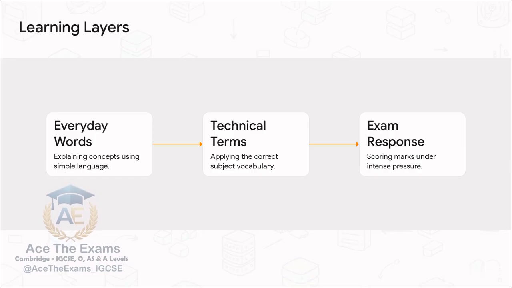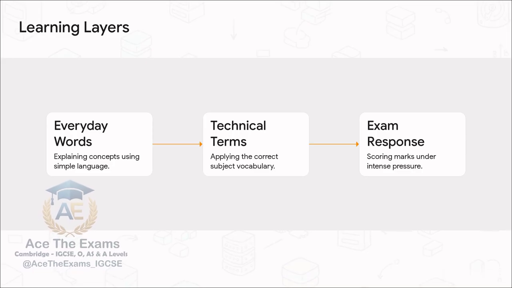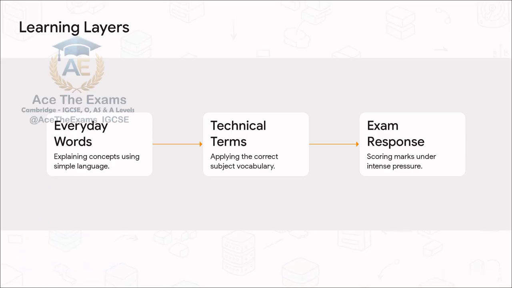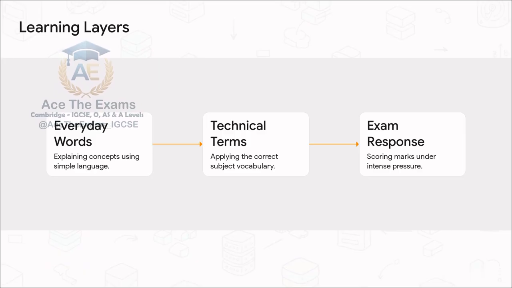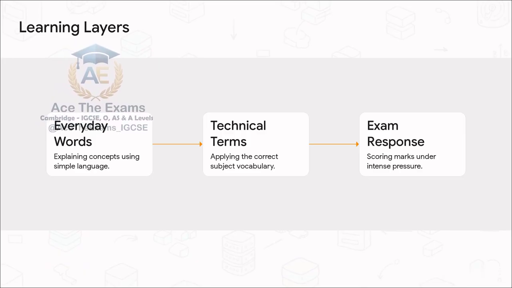Layer 1 is your everyday language. This is where you say, well, videos take up a lot of space on my phone. Layer 2 is technical vocabulary. This is stepping it up to high resolution and high color depth increase the overall file size in bytes. That's better, right? But Layer 3 is the exam-shaped response.